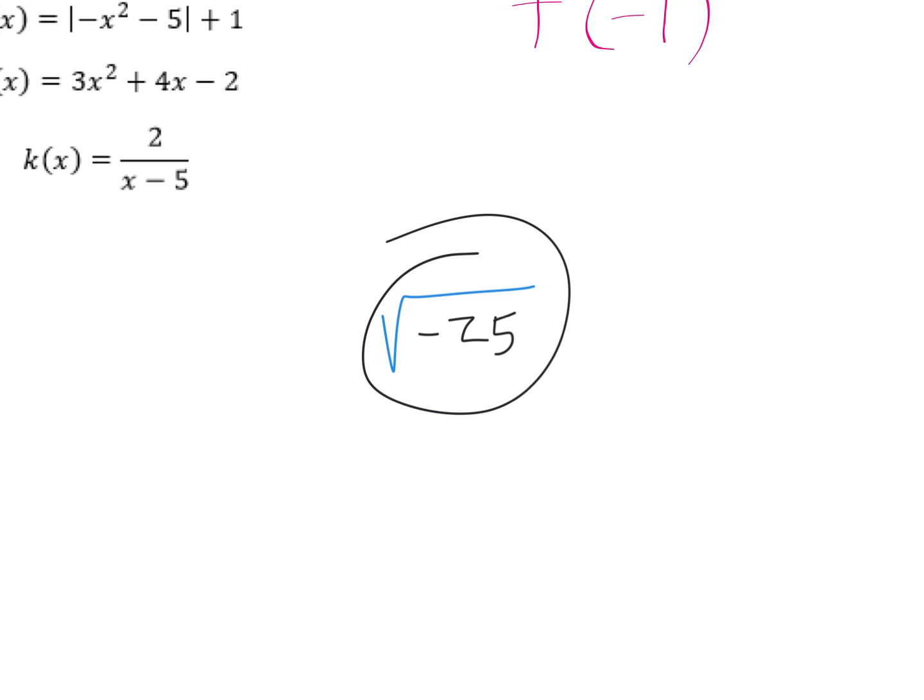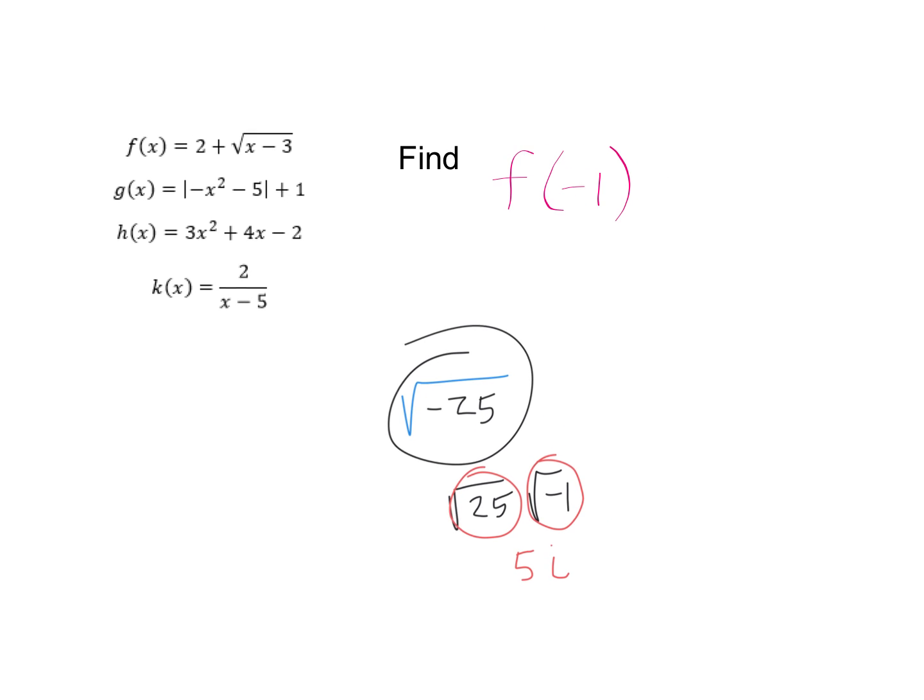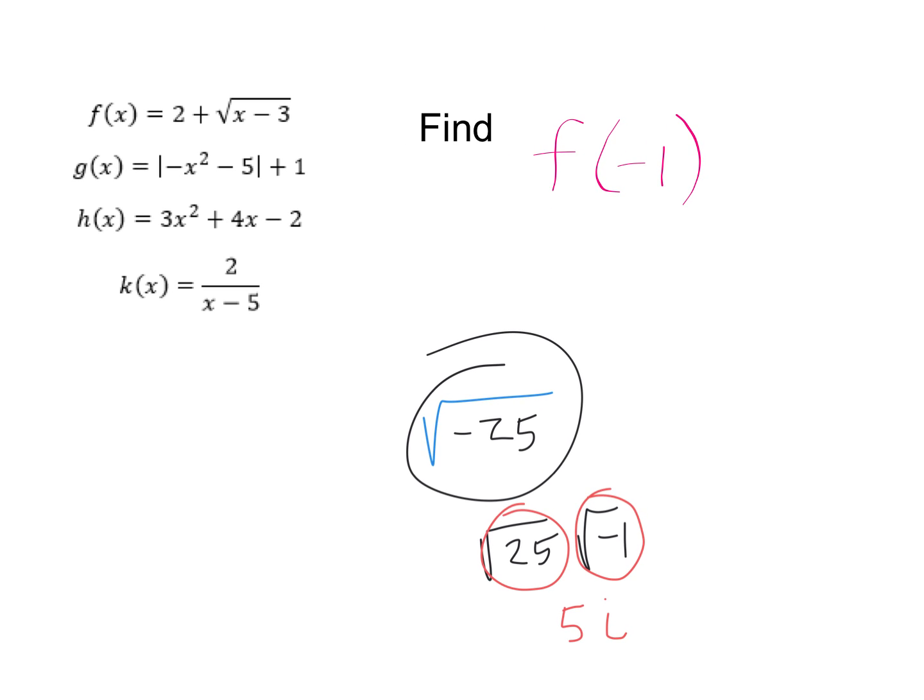You got to be able to go to the next level, which is to say, I can break that up into square root of 25, of course, and the square root of negative 1. Because see, if I multiply those, I get negative 25. And that one's i, and that one's 5, so that's 5i. Now, if something like that happens on this problem, you have to give your answer with an i in it. Okay? All right, moving on.